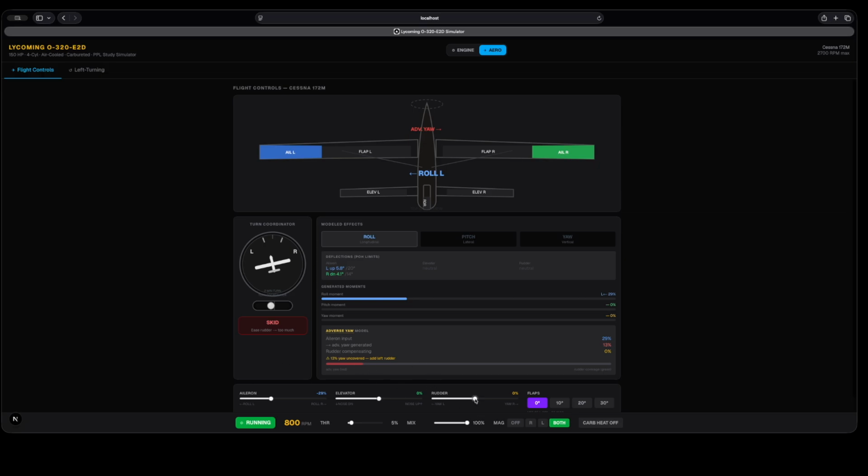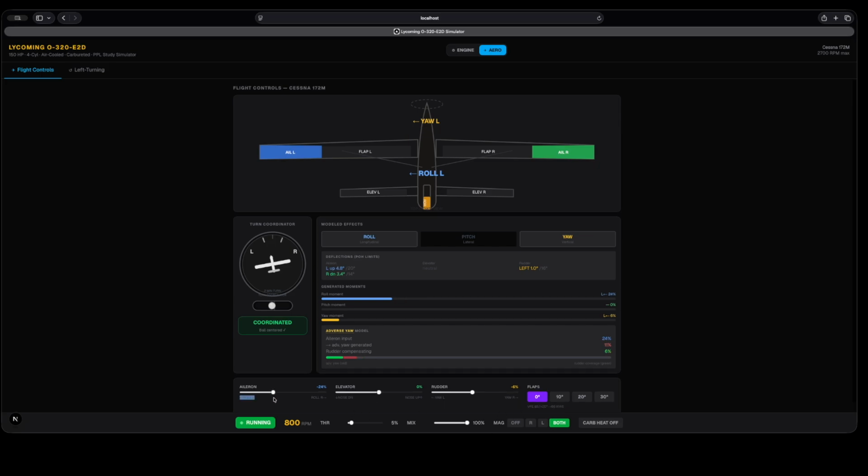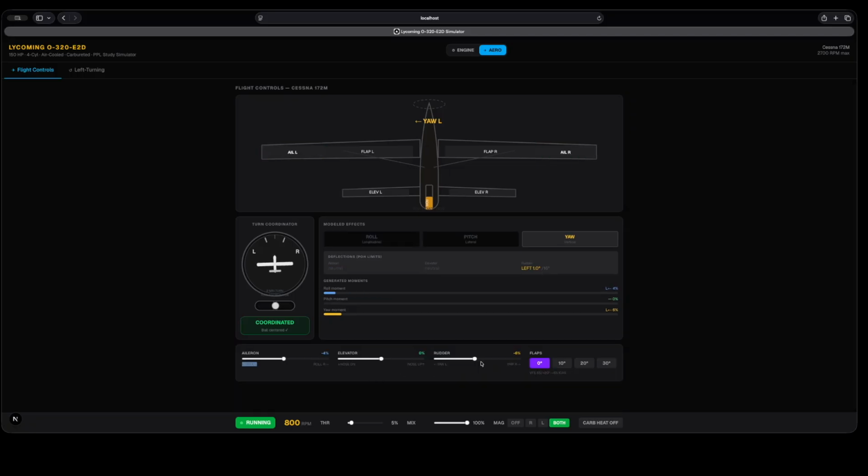So the correction would be you want to step on the ball, as they say. So the ball is slightly to the left, so we're going to apply some left rudder, and we're coordinated. So this is how a normal healthy turn would work. There are conditions where you might want to be uncoordinated. That's more advanced stuff, like slip descents or forward slips, things like that. We'll get into that later.